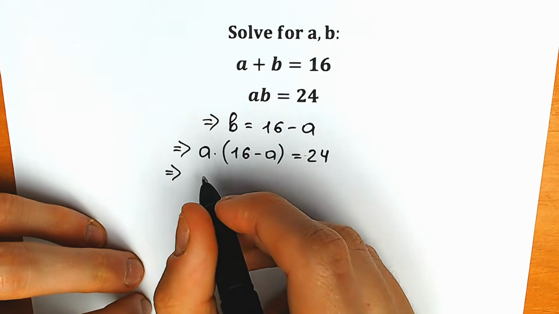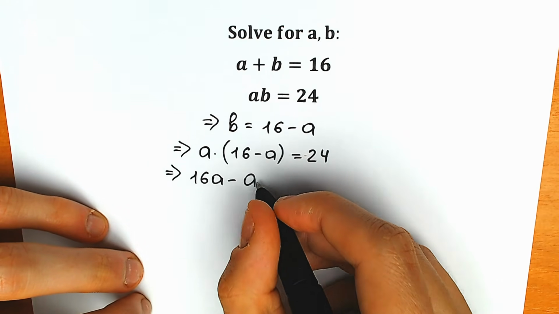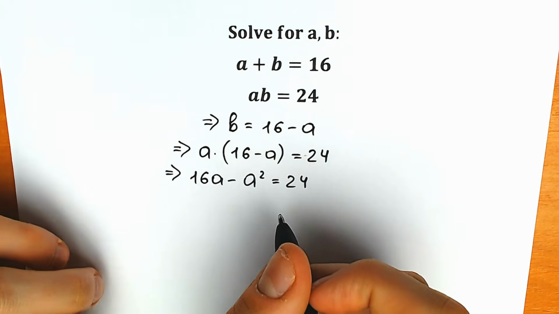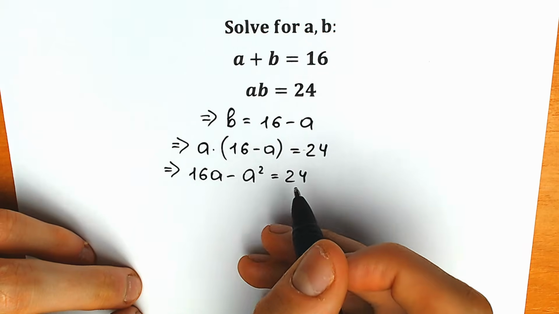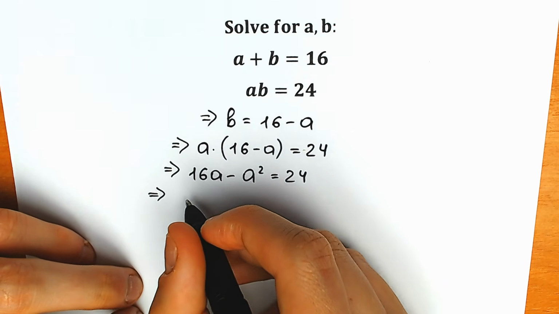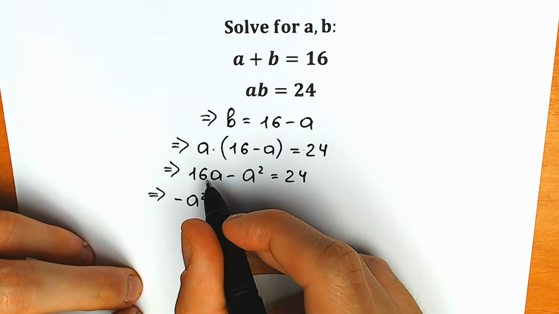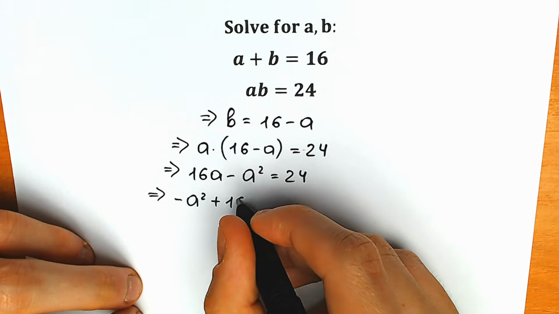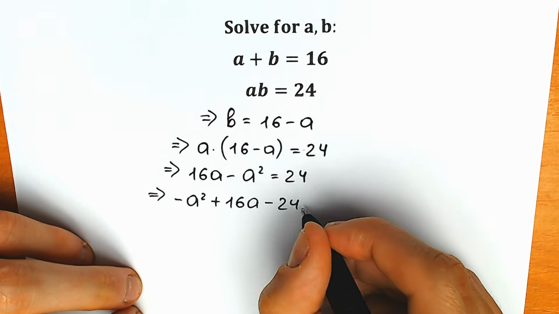So a times these parentheses, we have 16a minus a squared equal to 24. And it looks like this is a quadratic equation. We have a square, we have a, we have a constant, but with one really interesting moment, we need to change this order. So minus a squared we write on the first position. On the second position, we have plus 16a, and minus 24 equal to 0.